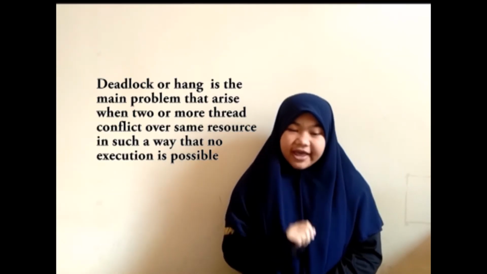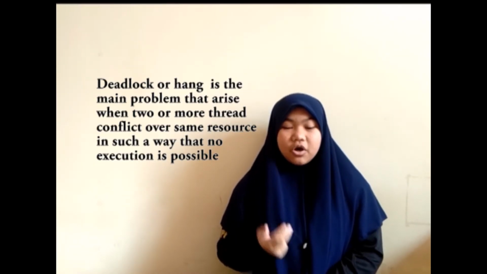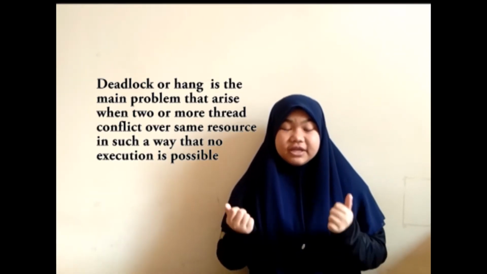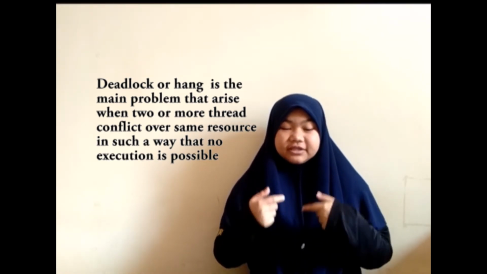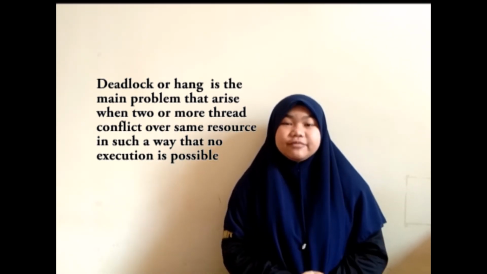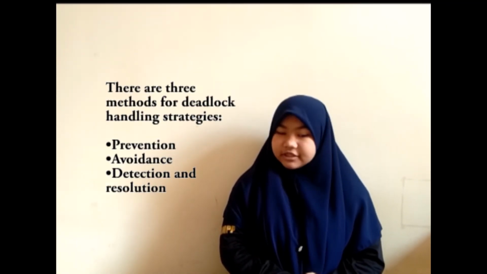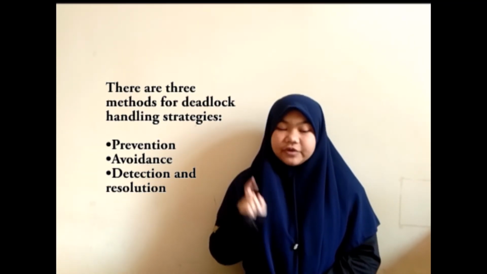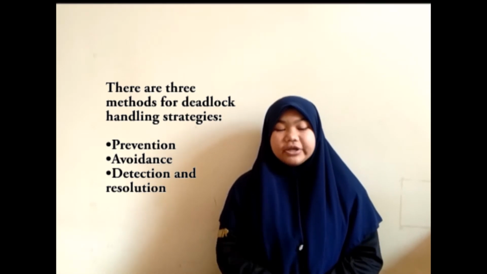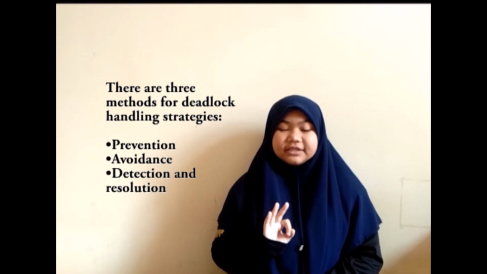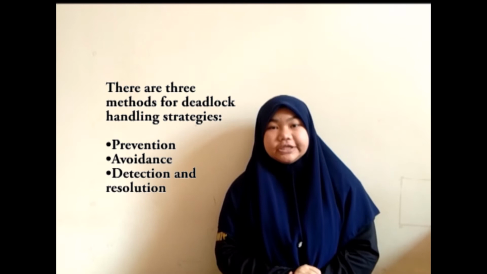A deadlock or hang is caused when two or more threads come into conflict over some resource in such a way that no execution is possible. There are three deadlock handling strategies: first prevention, second avoidance, and third detection and resolution. Prevention ensures that the four conditions for resource deadlock do not occur simultaneously.